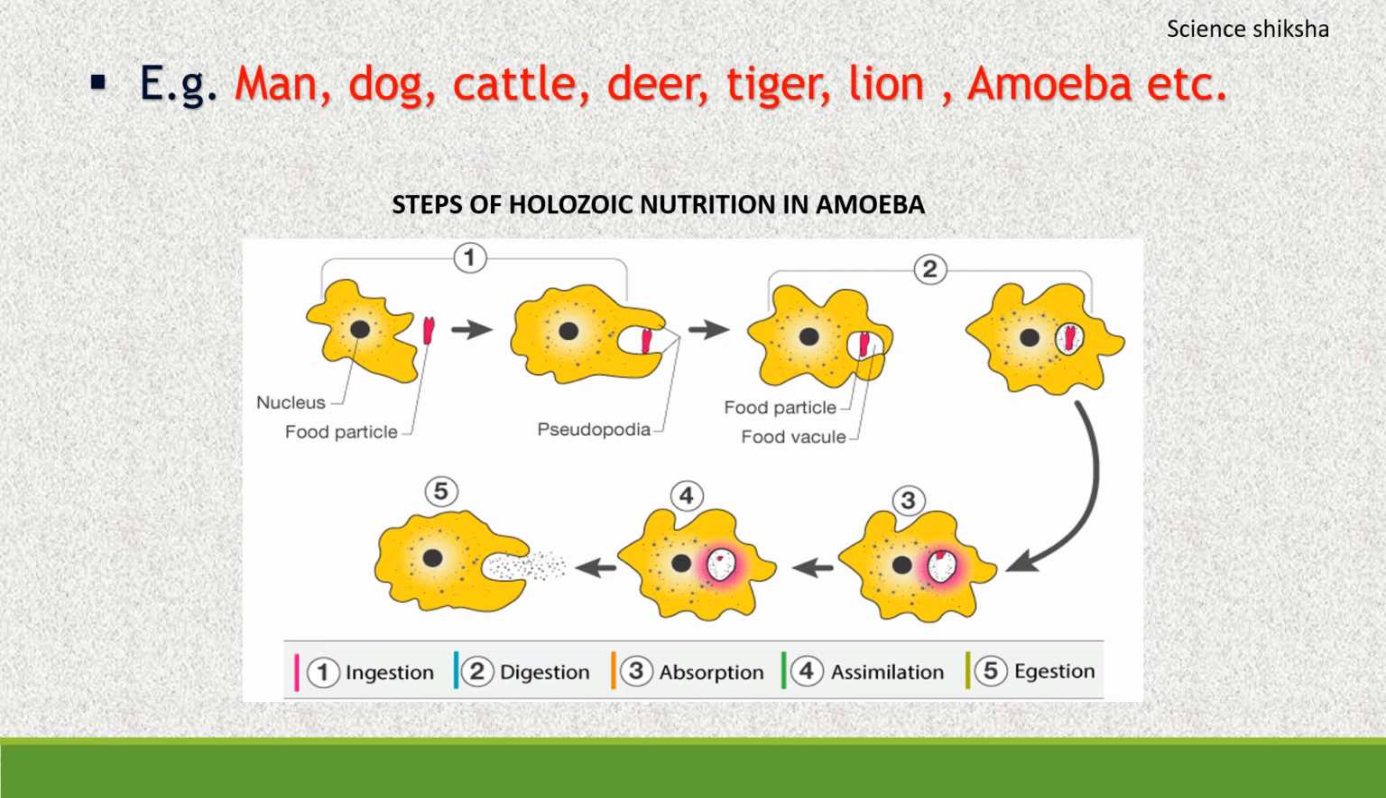Now in the third step, the food gets absorbed in the body after the digestion process, and in the fourth step the assimilation takes place. Assimilation means that absorbed food is utilized by the amoeba for the various activity or the enlargement of its body, and in the last part, fifth step, the undigested food material gets excreted out of the amoeba. So in this way, the Holozoic nutrition takes place in the amoeba. So in the next video, we will study about the Holozoic nutrition in case of human beings.